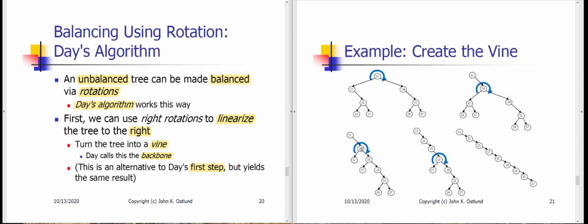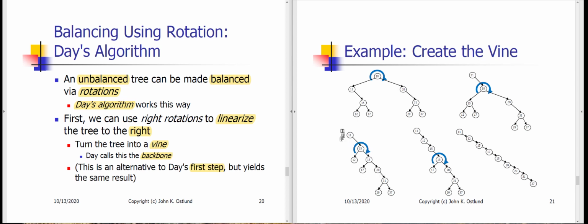15 is moved up. 15 is to the right of 11. 18 is now to the right of 15. 12 remains at the left of 15. And 17 has been moved down. Instead of being the right of 15, 17 is now the left of 18.